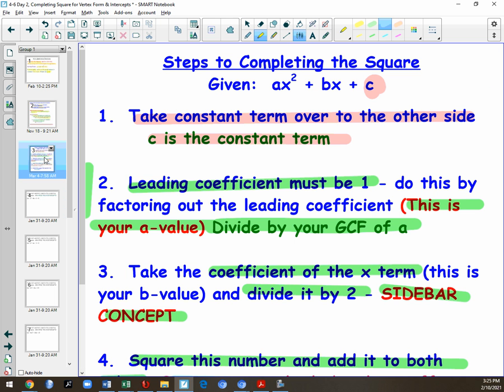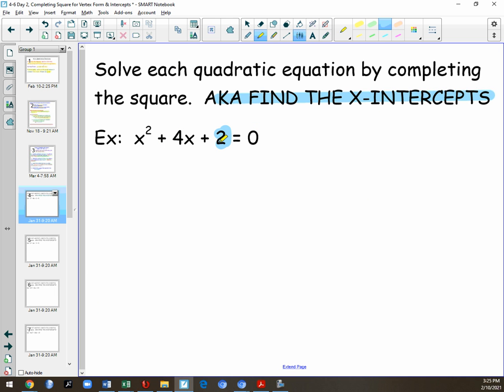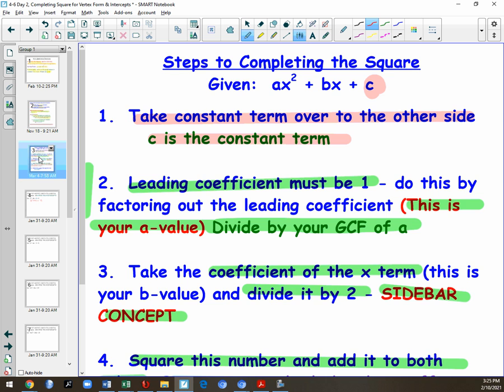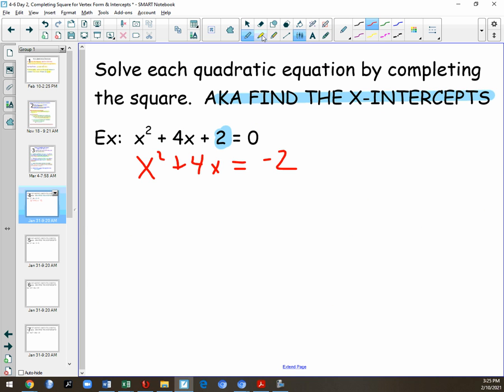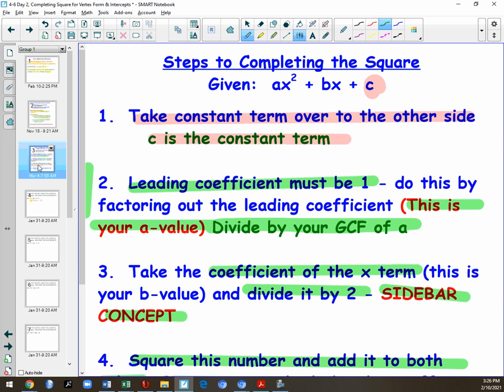So step 1 says to take the constant term over to the other side. What is the constant term? It is 2. So I'm going to have x squared plus 4x, and I'm going to subtract the 2 over. Okay? Then the next step says the leading coefficient must be 1. My leading coefficient of my x squared term is 1, 1x squared. That's perfect. That's what makes me very happy. We leave that alone.